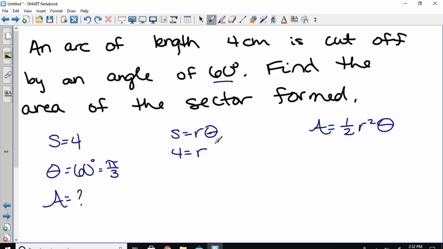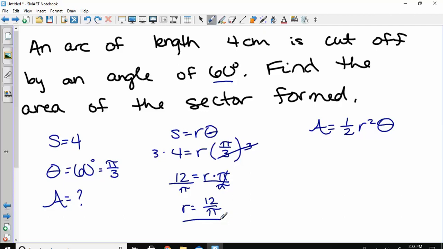So S is 4, we don't know R. Theta is pi over 3. So to solve for R, we can multiply by 3. Divide by pi. So R is 12 over pi. I'm not done, because we have to find area. Are there any questions about how we got R?